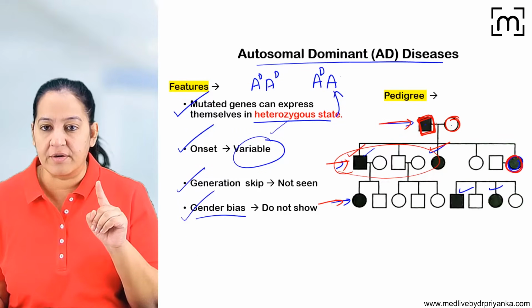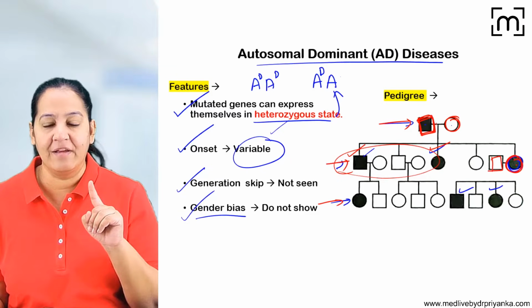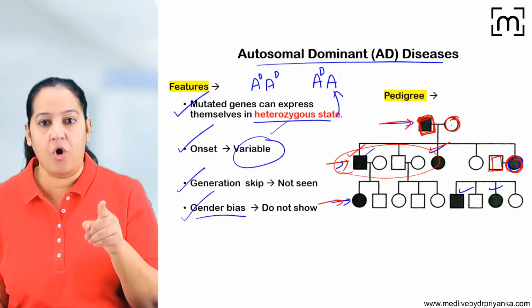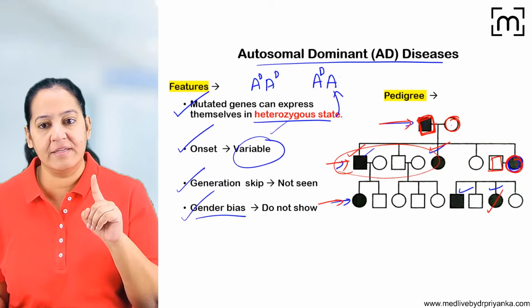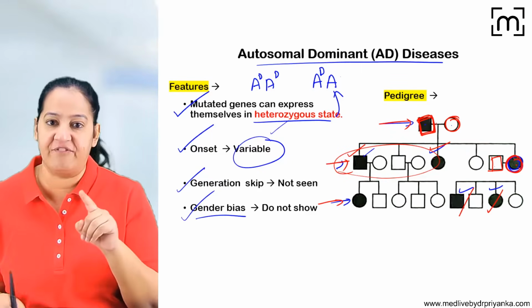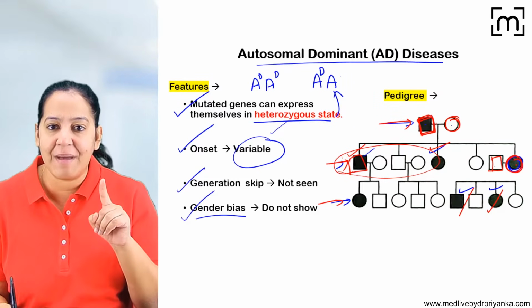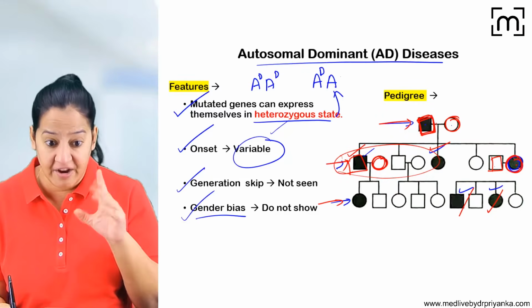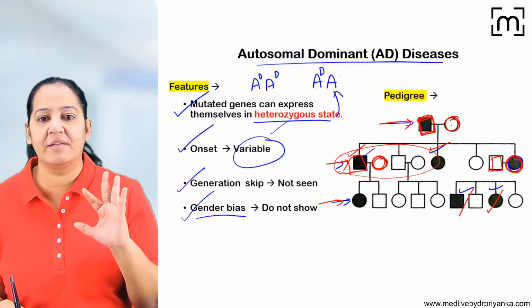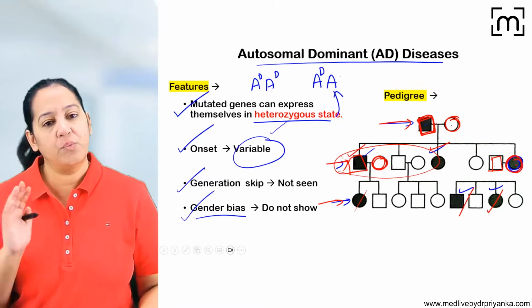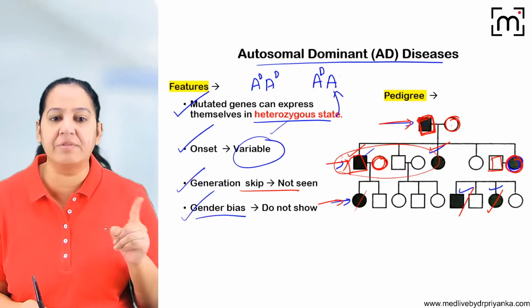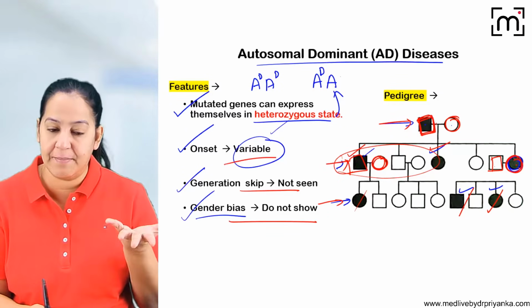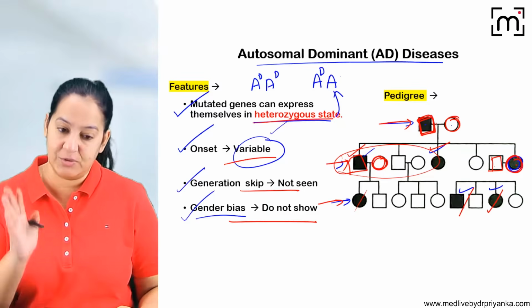Now, one of the affected daughters is marrying a normal male. Again, the disease is transmitted equally to male and female. And one of the affected sons is marrying a normal female. Again, they are transmitting the disease more or less equally. So we have seen there is no generation gap, there is no gender bias, onset is variable, and they express in heterozygous conditions. So these are the features.